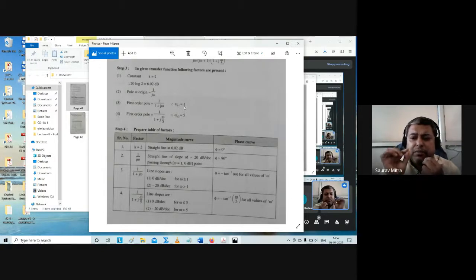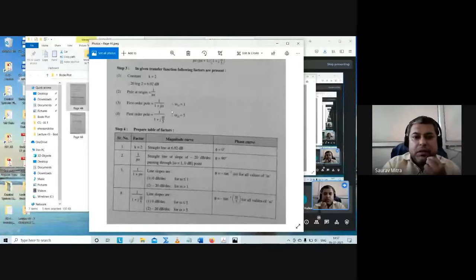Starting from point 1 comma 0, you have to draw a line which is minus 20 dB per decade. Which is the next point? The starting point is 1 comma 0, the next point is 10 comma minus 20. If you join these 2 points, 1 comma 0 and 10 comma minus 20, you will get this line for 1 by (s plus 1).